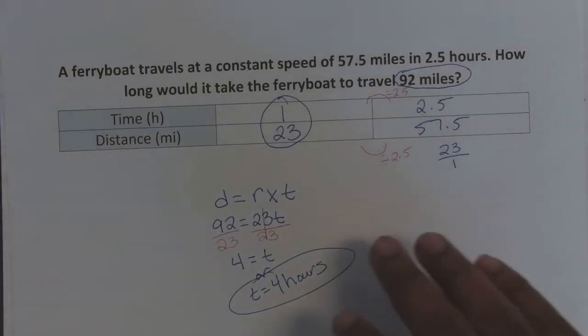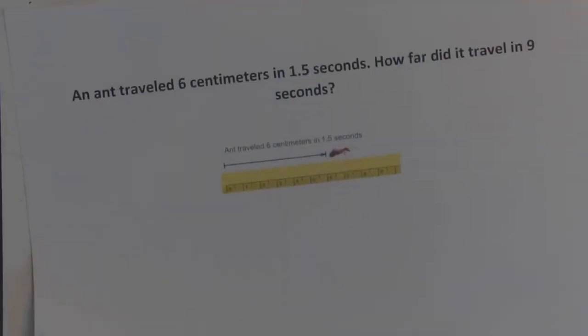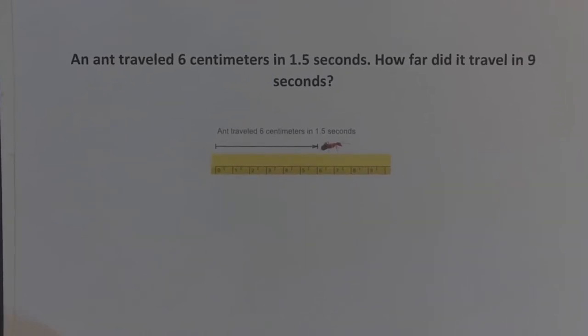Let's go. So let's take a look at this problem. It says an ant travels 6 centimeters in 1.5 seconds. How far did it travel in 9 seconds? Think about what we've done today. How can we solve this problem? You're right. We got a couple of options to choose from. Let's start with a ratio table, my favorite.